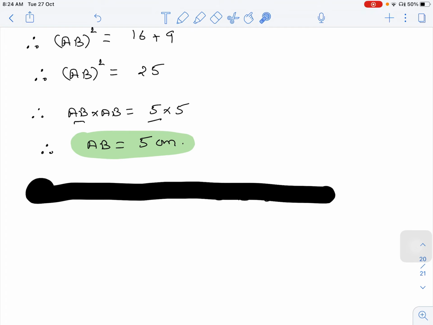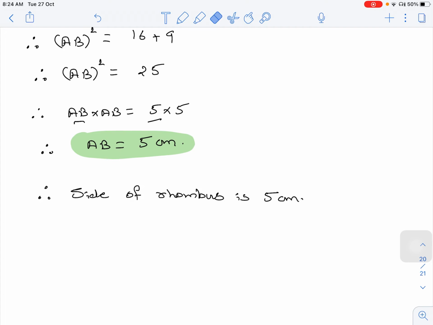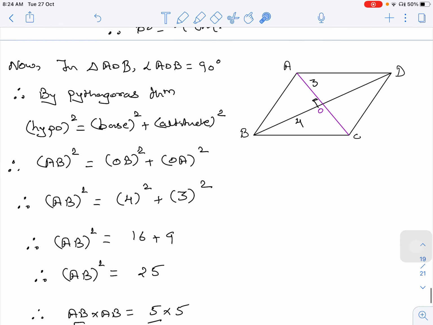Now, what is AB? AB is nothing but the length of the side. So finally we get the answer that the side of a rhombus is 5 centimeter. Okay, so hope you all must have understood up till here.